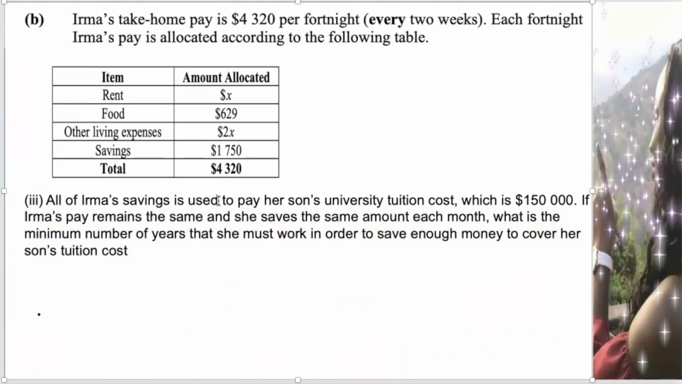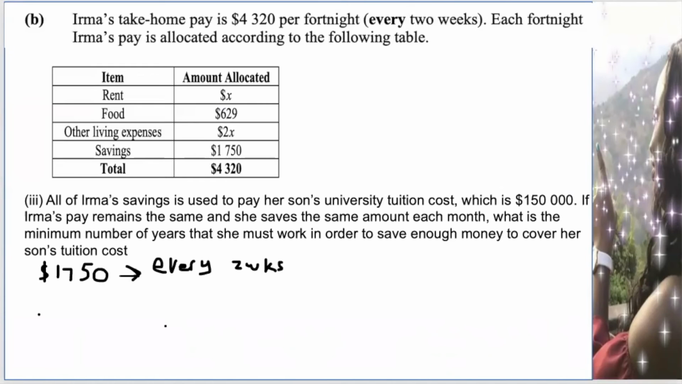All of Irma's saving is used to pay her son's university tuition cost, which is $150,000. If Irma's pay remained the same and she saved the same amount each month, what is the minimum number of years that she must work in order to save enough money to cover her son's tuition costs? Now, the first thing is that the amount that she used to save is $1,750 every 2 weeks.